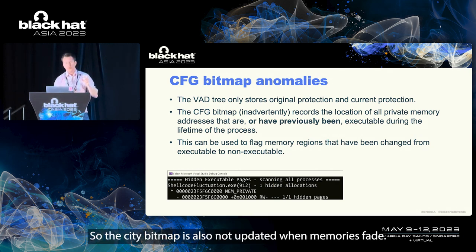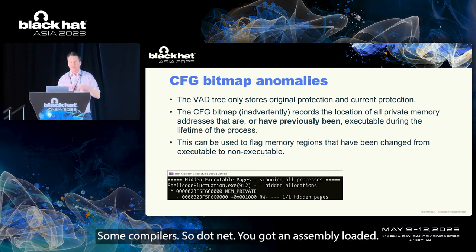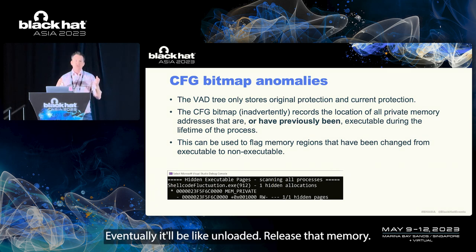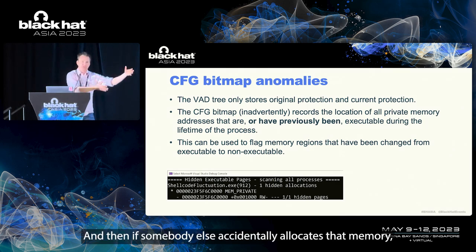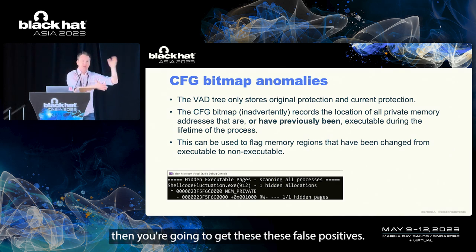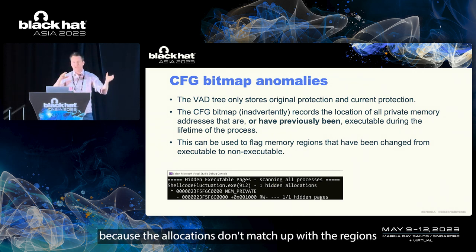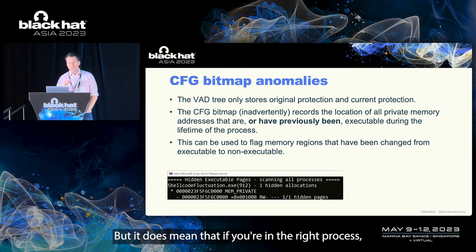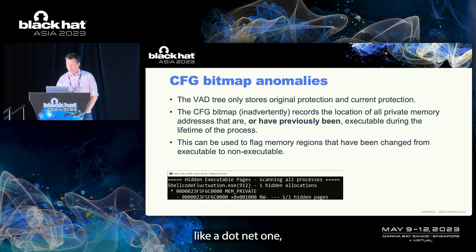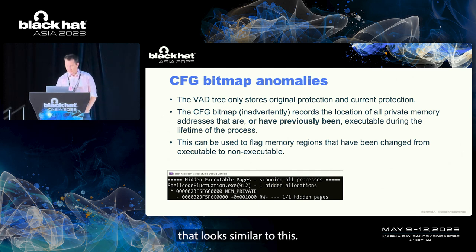So the CFG bitmap is also not updated when memory is freed. Some JIT compilers, so .NET, you've got an assembly loaded, eventually it'll be unloaded, release that memory. So the memory's back in the general pool, and then if somebody else accidentally allocates that memory, you're going to get these false positives. You can mostly work out where they are because the allocations don't match up with the regions and a few other bits and pieces. But it does mean that if you're in the right process, like a .NET one, you can probably craft a memory region, if you're very tricky, that looks similar to this.